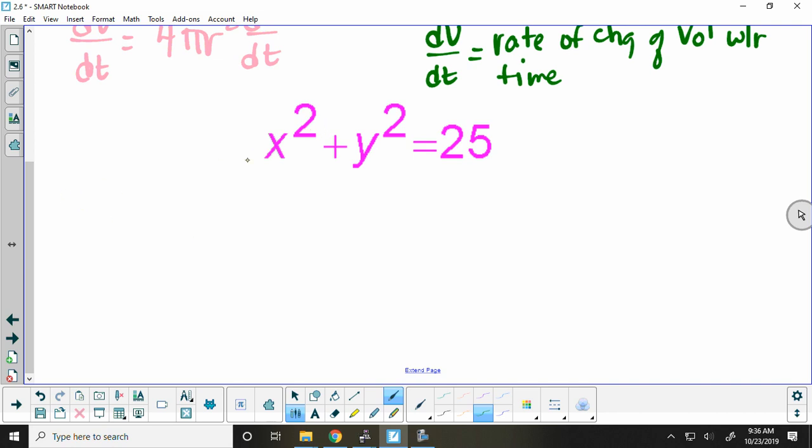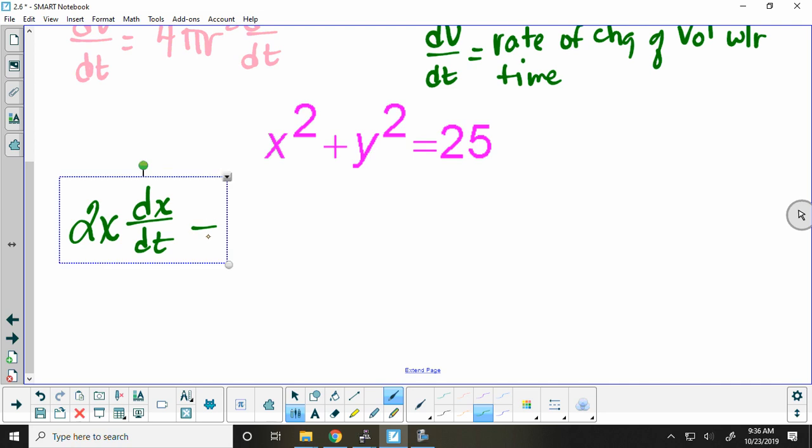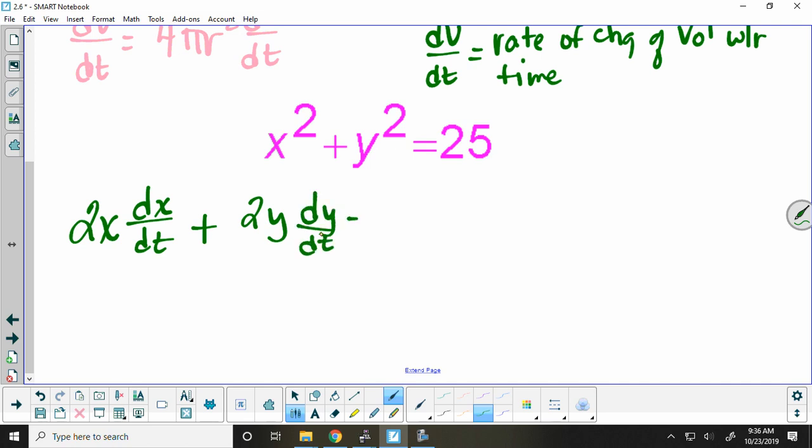So what's the derivative of x squared? 2x, and we're doing this with respect to time, so that's going to be d what? dx over dt plus, what's the derivative of y squared? 2y, and we just did the derivative of what? dy over dt, and the derivative of 25?